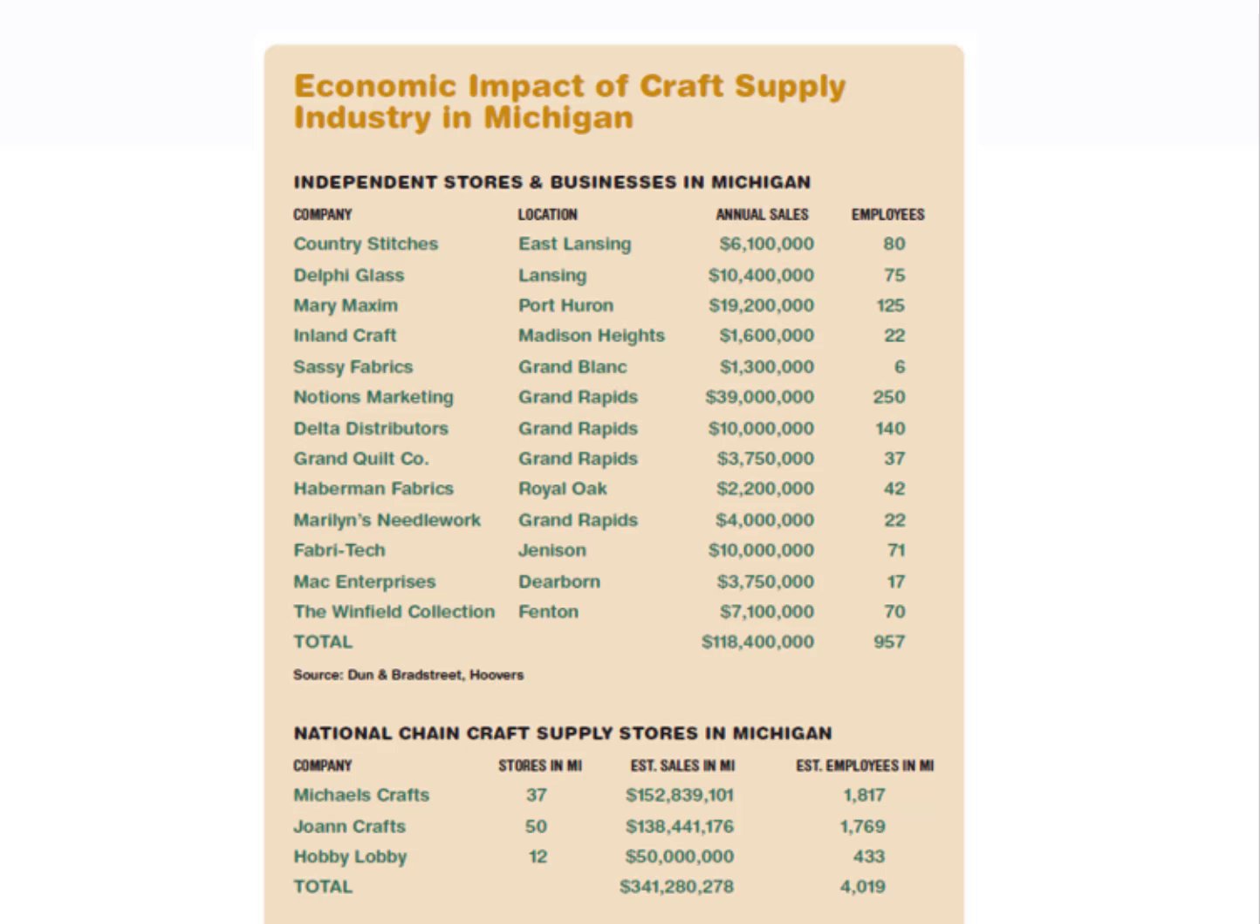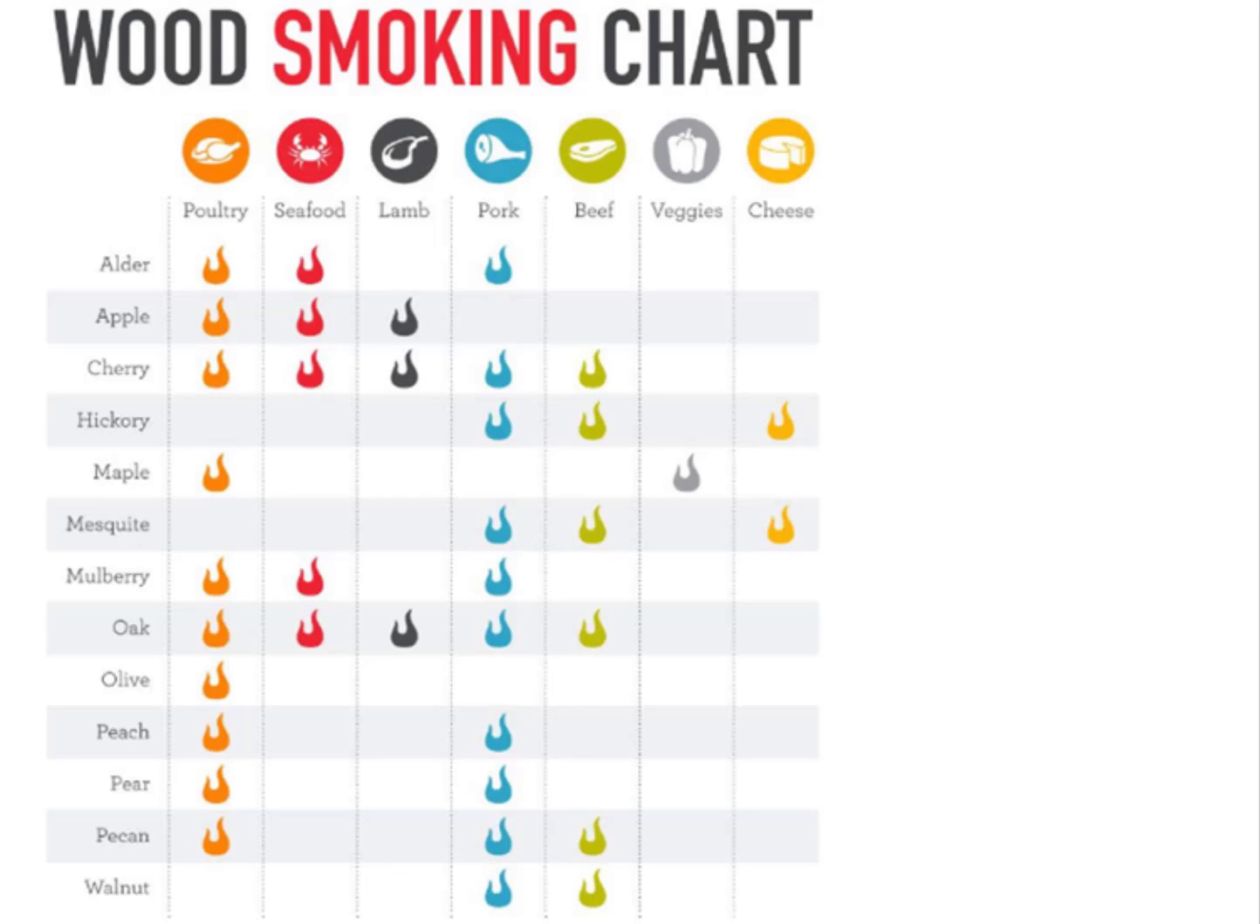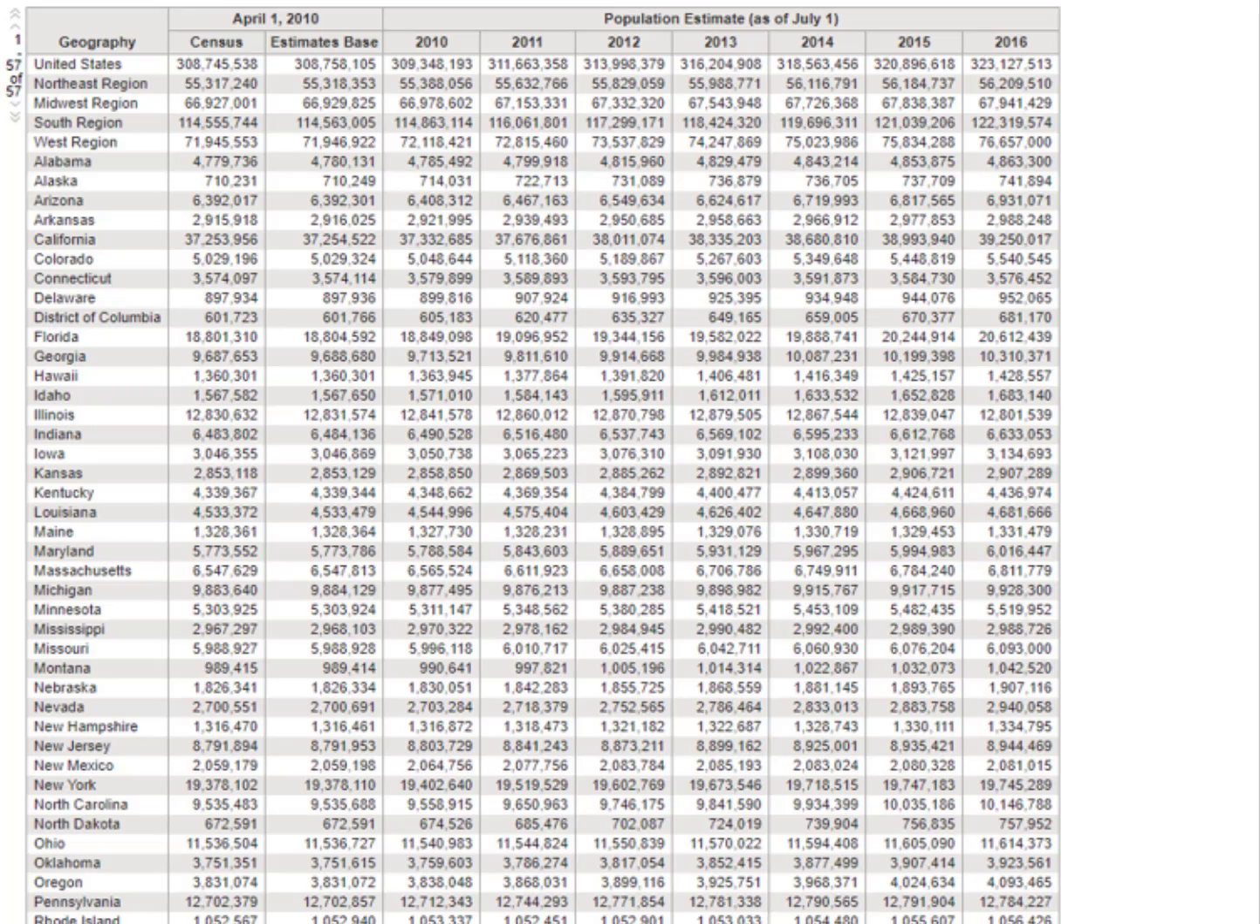Here's another example table showing the economic impact of the craft supply industry in Michigan. Imagine if you were presented this data in paragraph form. It'd be pretty much impossible to read. Another example, suggesting which type of wood to use to smoke what type of food. This is a U.S. Census table reporting population estimates by state between 2010 and 2016. Again, imagine navigating this information in paragraph format. It'd be impossible to understand.